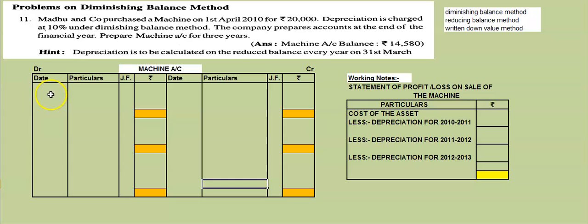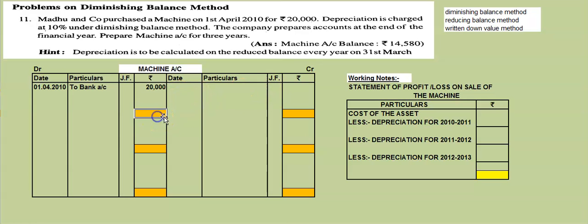So the rest of the procedure is the same. We have to enter the first entry. What is the first entry we have to enter? We have to enter the entry for purchase of the machine. 1st April 2010, we have purchased the machine. Whenever a machine or asset is purchased, what will we write? To bank account, because the journal entry is: machine account debit to bank account. How much is the value of purchase? 20,000. Only 20,000? Yes, because there are no additional charges like installation charges, erection charges, etc.